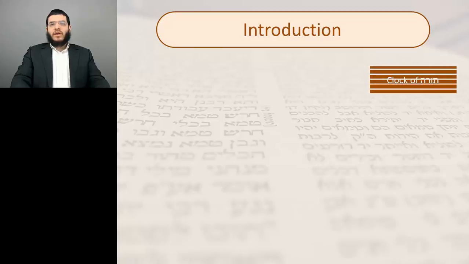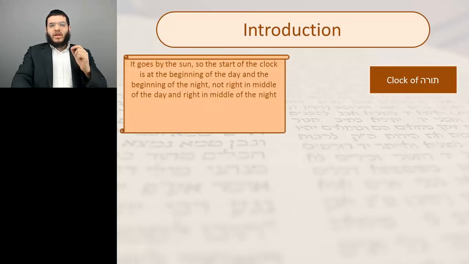The first point is about the clock of Torah. The way the clock of Torah works is as follows. It goes by the sun. So the start of the clock is at the beginning of the day and the beginning of the night, not right in the middle of the day and right in the middle of the night.